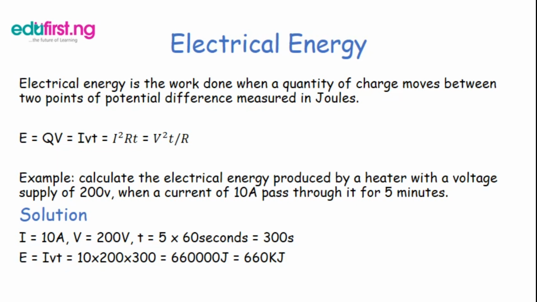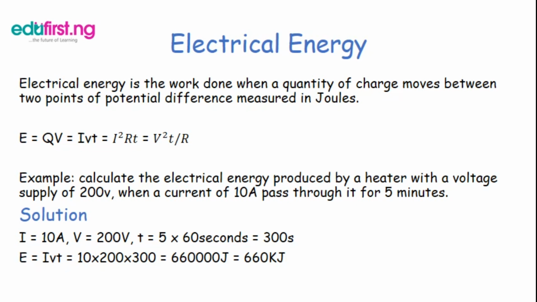Also, from Ohm's law, we know that V equal to IR. So, electrical energy can also be expressed as I square RT by putting the value of V equal to IR in IVT. Also from Ohm's law, we know that I equal to V over R. Putting the value of I equal to V over R into I square RT, we get the fourth expression for electrical energy, which is electrical energy equal to V square T over R.